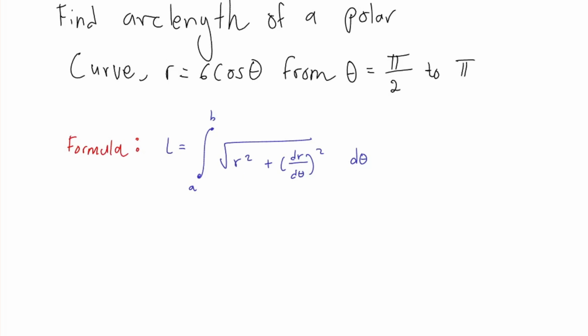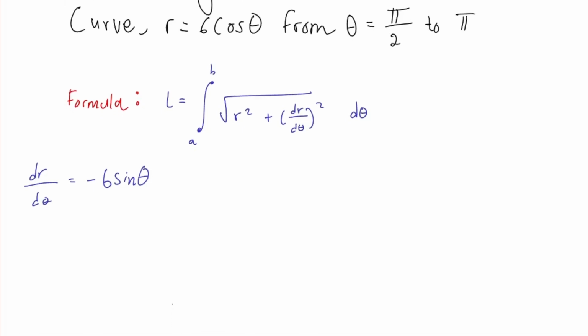So first, let's find dr over d theta. Remember, it's going to be fairly easy because we have 6 cos theta, and the derivative of 6 cos theta is just going to be negative 6 sine theta, right? So that's our first part. Now let's plug in what we know and solve the actual integral.